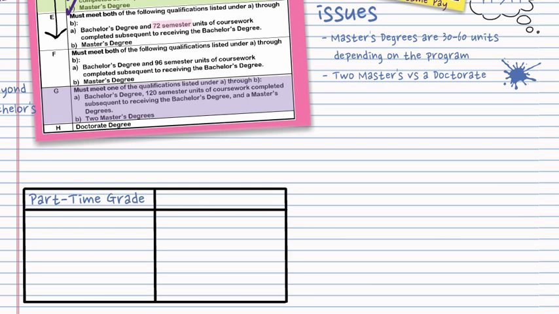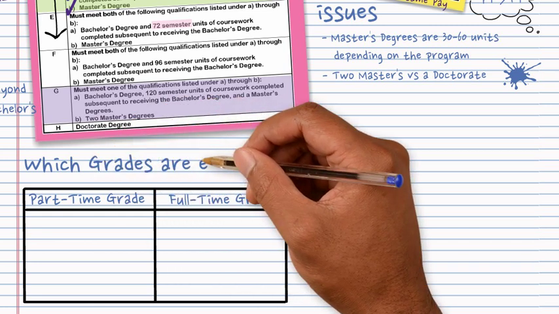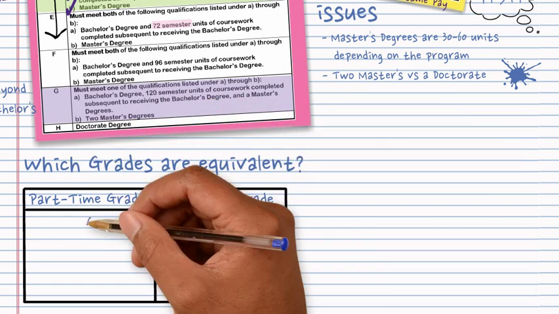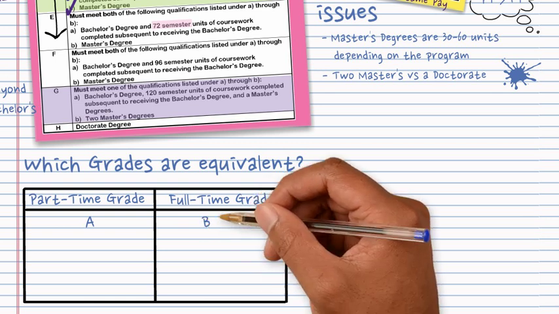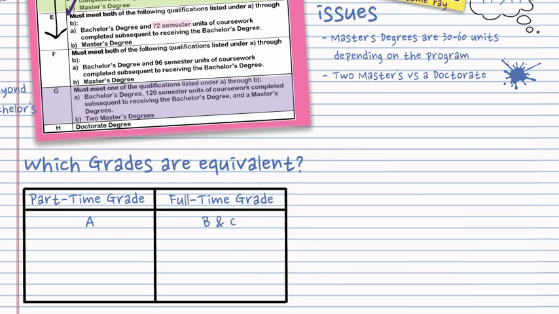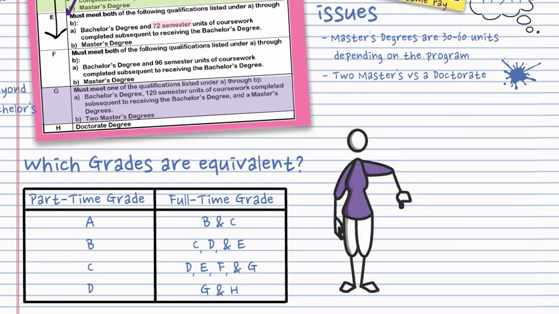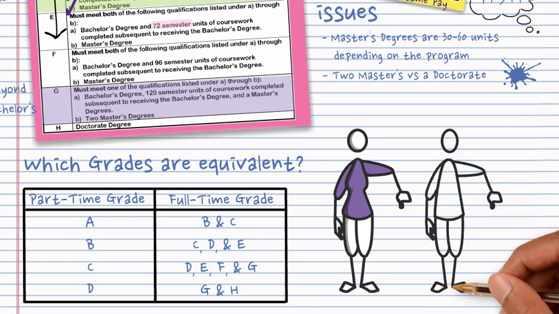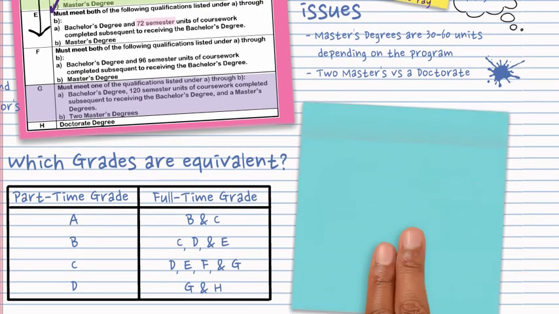Diving further into these issues out of unit disparity, it appears that the part-time grades are equivalent to multiple full-time grades. We see part-time grade A is equivalent to full-time grades B and C. Grade B is equivalent to full-time grades C, D, and E. And part-time grade C is equivalent to full-time grades C through G. Part-time grade D is equivalent to full-time grades G and H. This is even bigger proof that part-time faculty are paid less than their full-time colleagues with the same education.